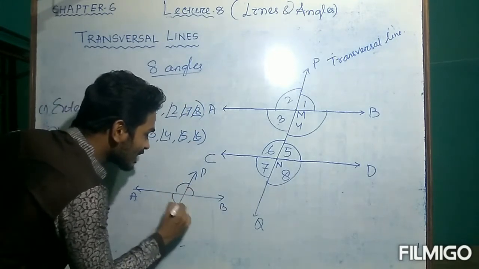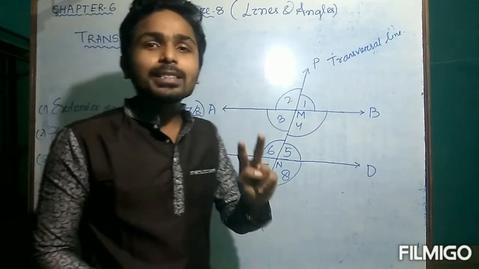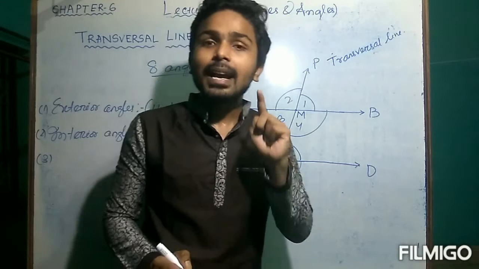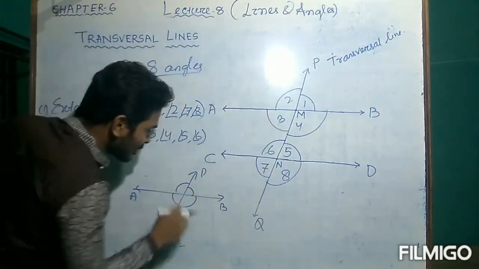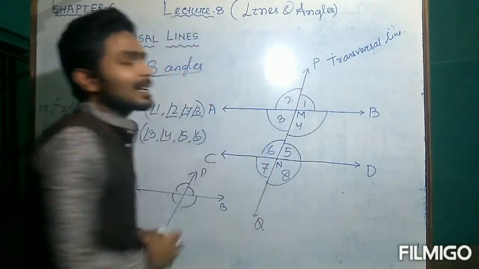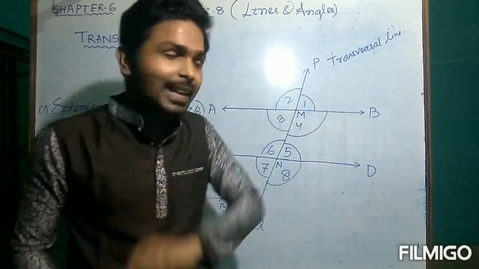angles are formed? 4 angles are formed, and out of these 4 angles, two pairs of opposite angles are known as vertically opposite angles. We have discussed it in theorem 6.1, right? So here totally how many angles are formed? 4 angles are formed. 1, 2, 3, 4. And out of these 4 angles, two pairs of opposite angles are known as vertically opposite angles.